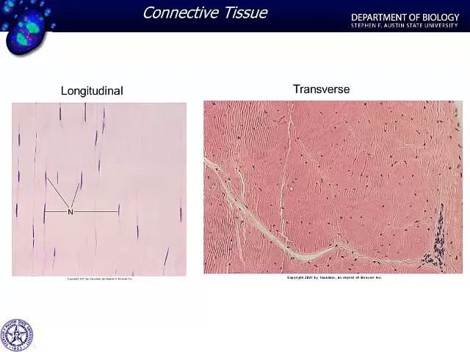This is a cross section or a transverse section. Again, you can see how few cells we have and very little, if any, spacing that you see here. Some of the white space that you see in this particular field, these are going to be artifacts of the preparation of the tissue. So this is not real space that you're looking at. So no space, tons of fibers, few cells. That is our dense connective tissue.